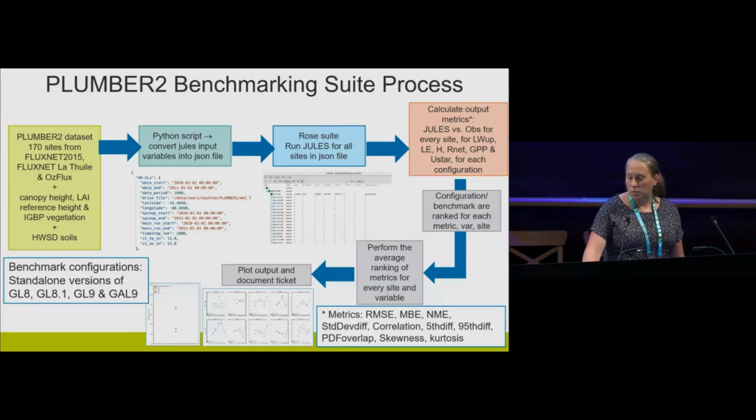So we compare JULES versus observations for every site, for every variable of interest, for every configuration and every benchmark. And then we do some analysis. The benchmarks that we're using for our application here are a number of flavors of the global land system. In this case, GL8, GL8.1, GL9, and GL9. Each have very specific science configurations and different things that have been added in a sequential, time-ordered way. GL9 is the latest, effectively the cutting-edge configuration we have for standalone at the moment. So we want to beat that.